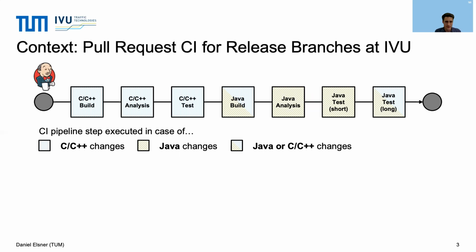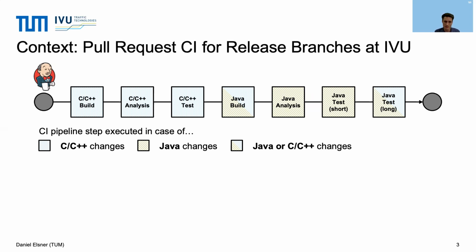As we can see, the monolithic code base is split into 2 parts. There's a C++ code base and there's a Java code base. And depending on what kind of changes have been introduced inside the pull request, the different pipeline steps are executed. So for example, if only Java changes are introduced in our pull request, then only the Java related pipeline steps are executed.